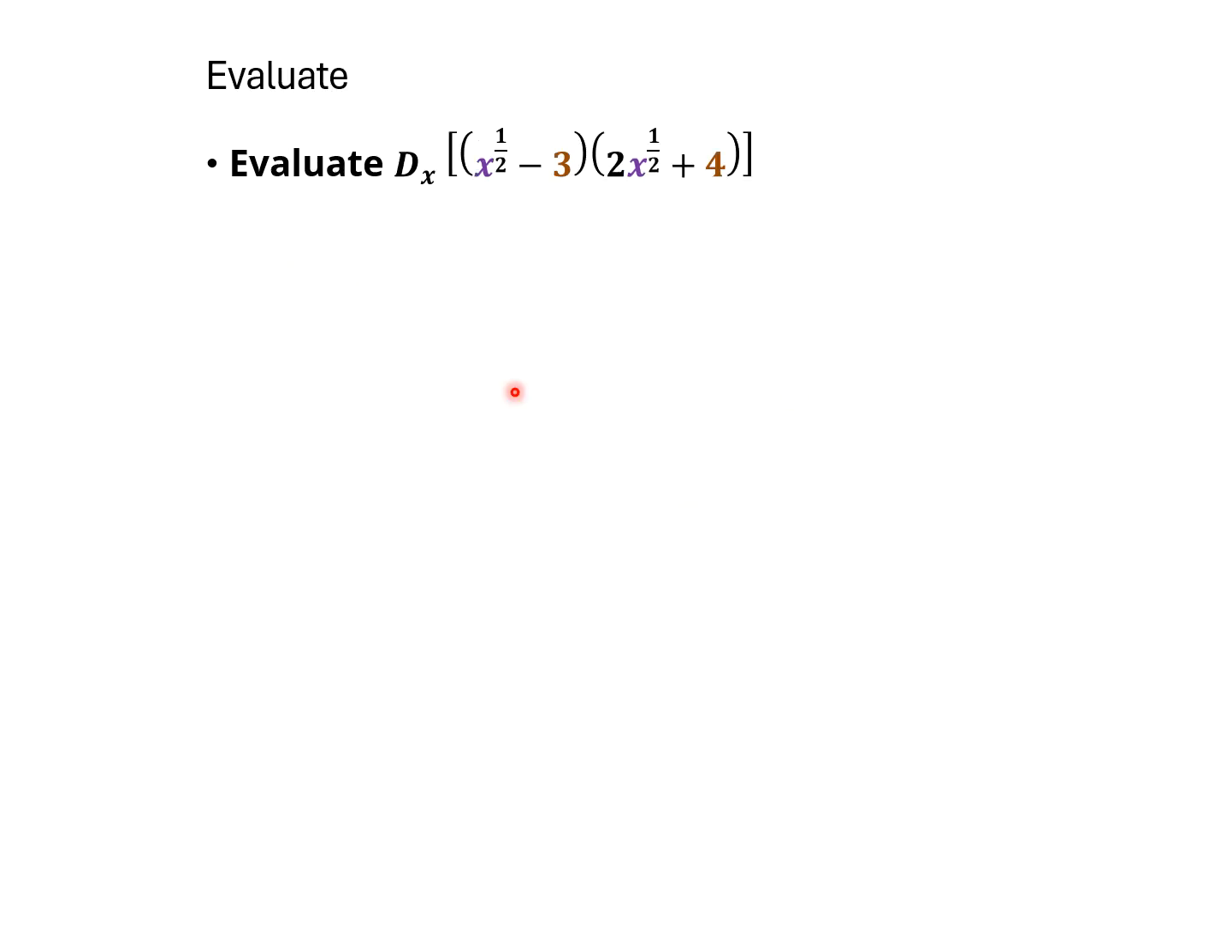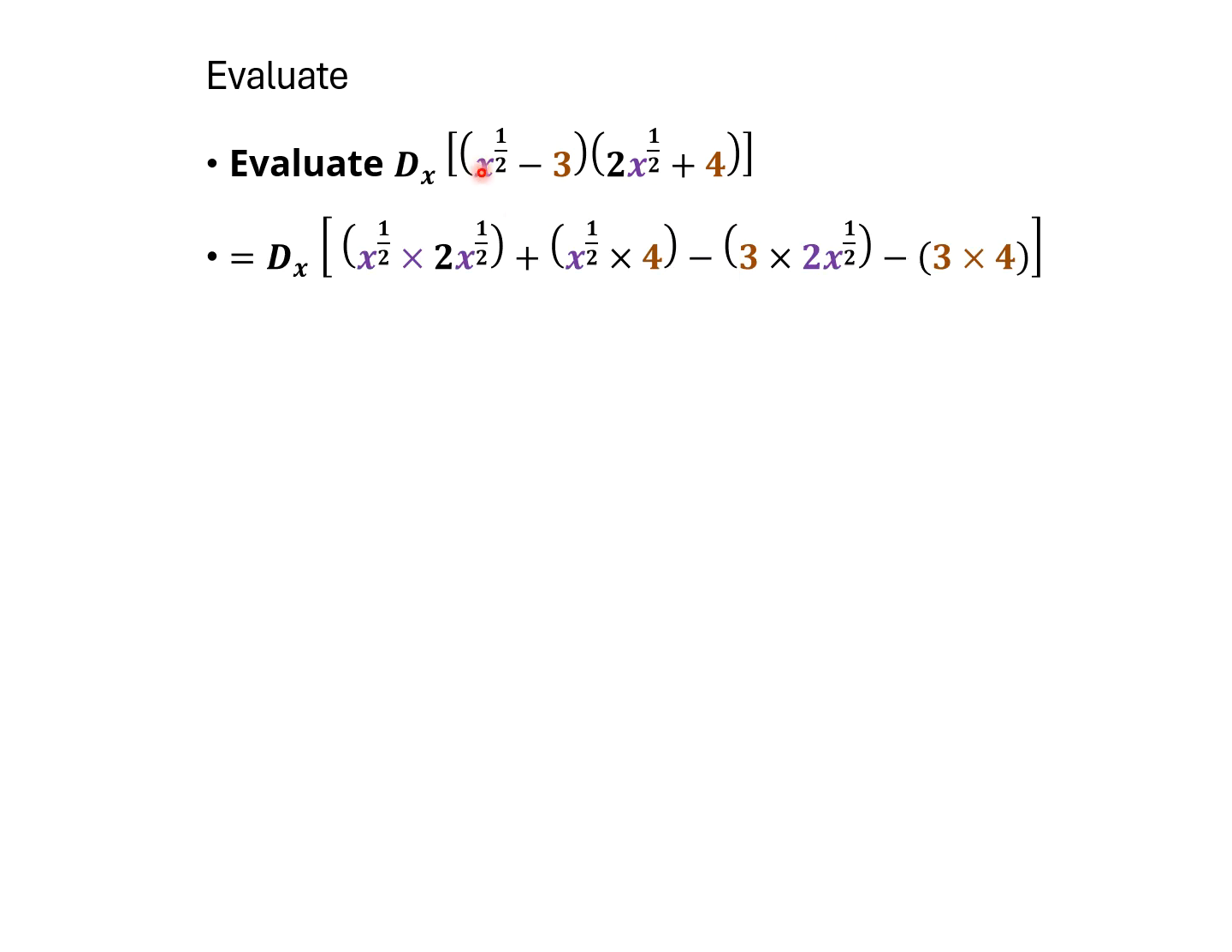Next problem. The next problem we have: evaluate d/dx of (x to the half minus 3)(2x to the half plus 4). Whenever we want to give you a scare, we always include fractions. Somehow you get scared of fractions and make dumb errors, but it's simple. We're multiplying the first term here with both terms there, and then the second term with both terms there. So let's see if we can do that.